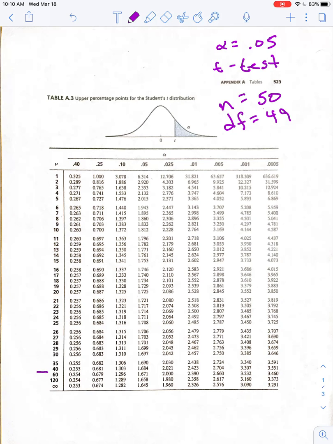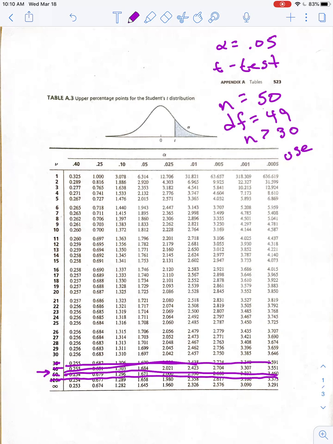Notice that 49 is not on here. Actually, we will not use any of these values right here. We will not use any of those. I can go ahead and mark them all the way out if you want me to, but we will not use any of these values, because anytime that n is greater than 30, we're going to use degrees of freedom equal to infinity. So we'll go right down here to the bottom. Alpha is 0.05, and we use 1.645.